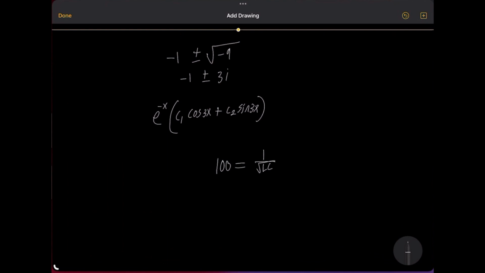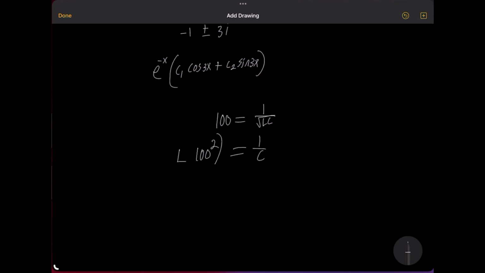We're going to square both sides. 100 squared, it'll get rid of that root. Multiply this by L. That's equal to 1 over C. I'm going to grab the inverse of this, and that'll give us C. And that'll give us that answer. Let's check that really quick.